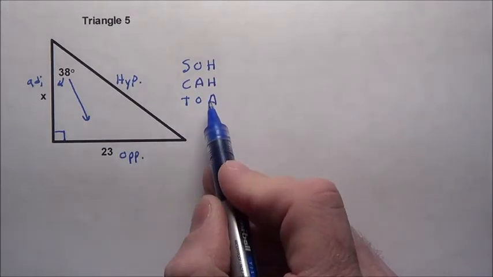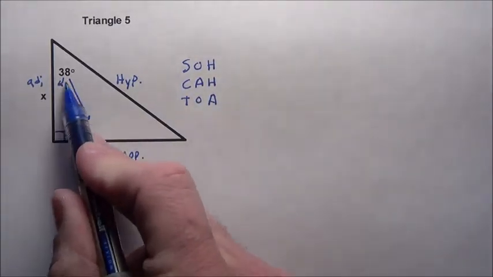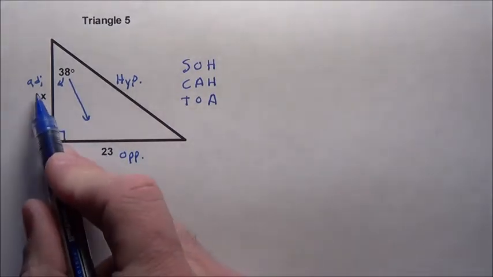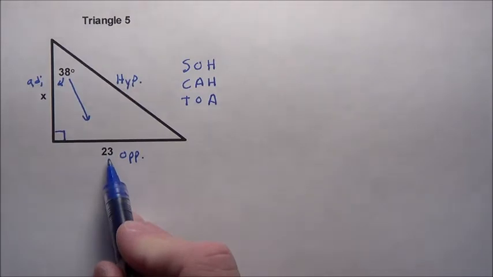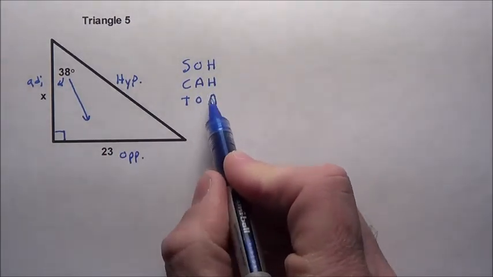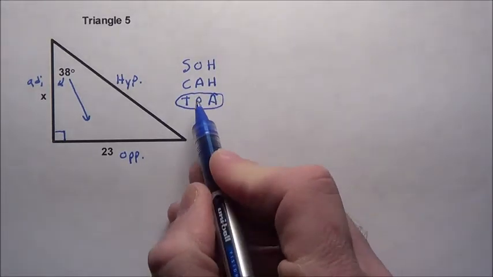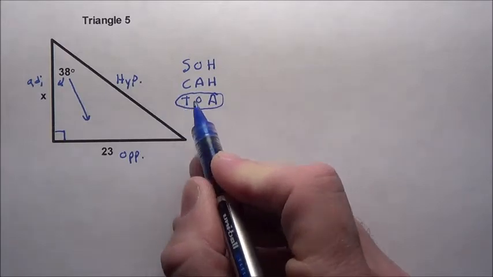Real stupid to do. So, which of these has adjacent, who I'm trying to find, and I'm given this measurement opposite. So I need to use the adjacent, because that's who I'm trying to find, and I'm given this length right here opposite. Adjacent and opposite. There's my opposite, and there's my adjacent. So I got to use the T, which stands for tangent.